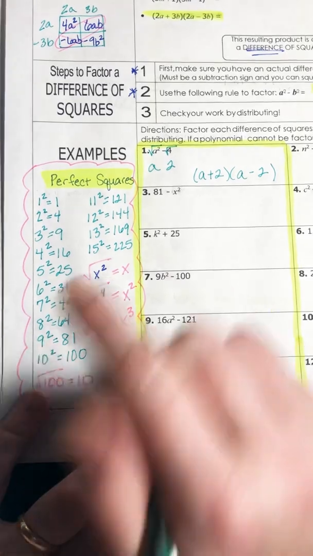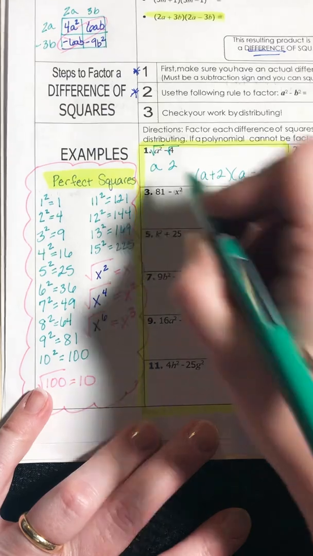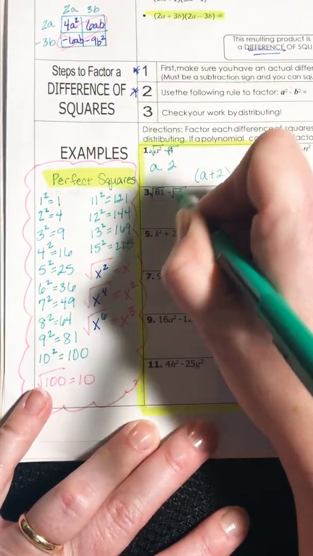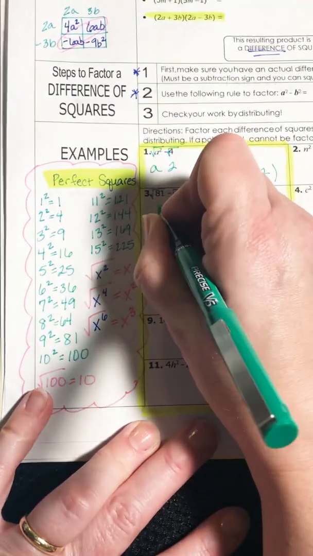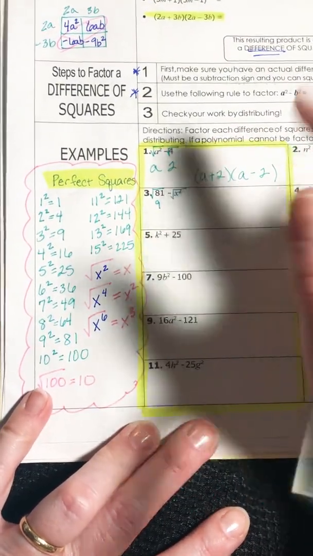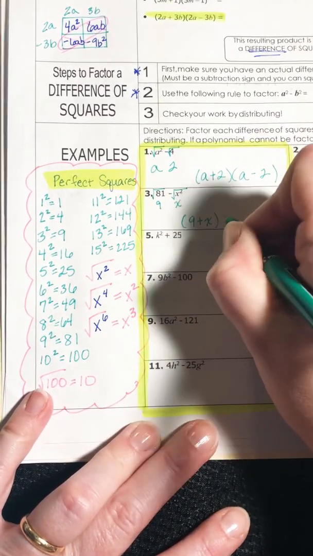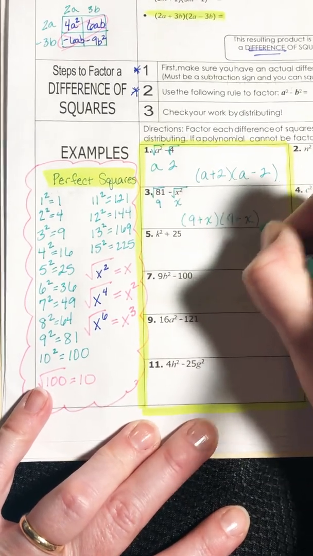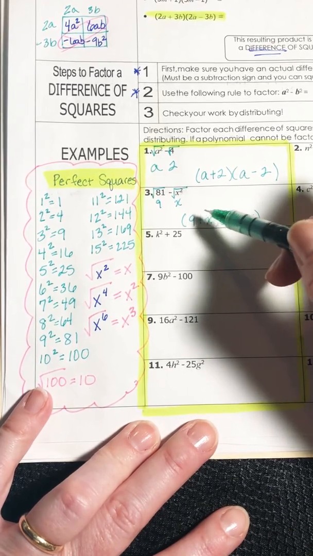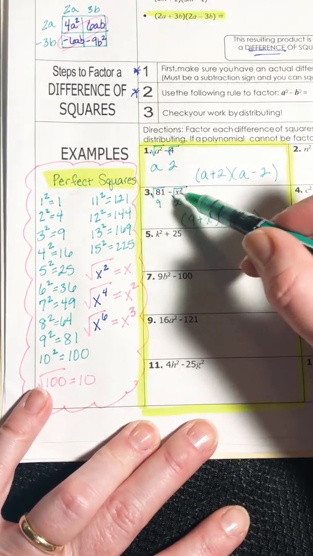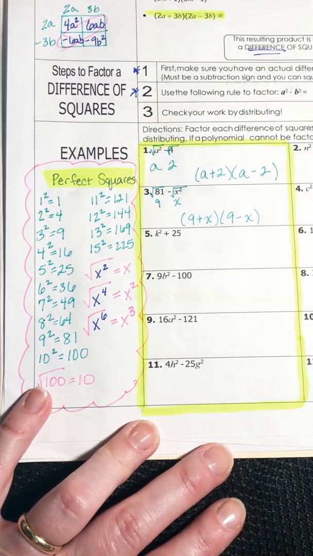So let's try another one. Let's look at number 3. First of all, is it a difference? Yes, we're subtracting, so it's a difference. So I'm going to take the square root of both terms. Square root of 81 is 9. Okay. Square root of x squared is just x. So I have 9 plus x times 9 minus x. Okay. And if I multiplied those, if I distributed there or FOILed or whatever, I would end up with 81 minus x squared. And that's how I could check and make sure that I factored it completely.